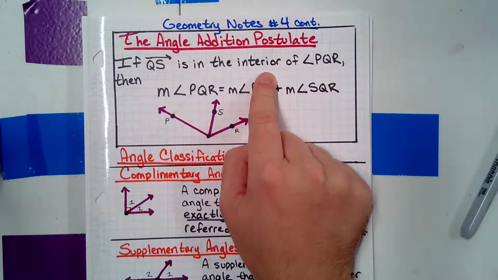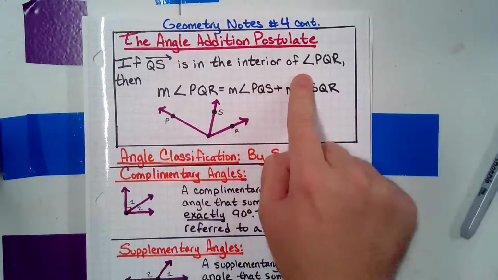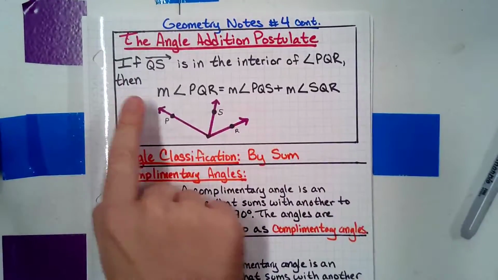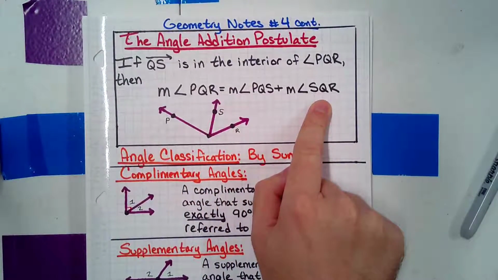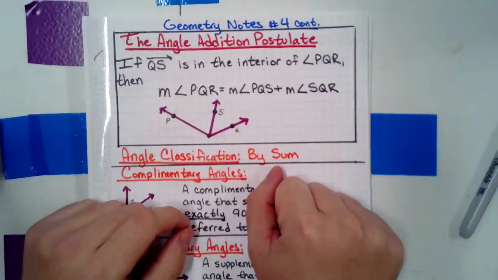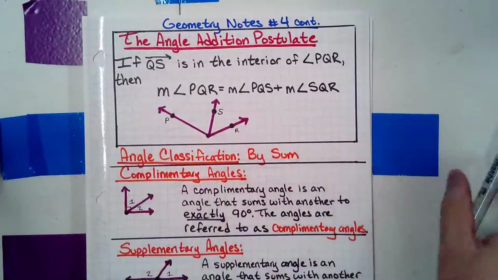What does interior mean? Inside voices, please, right? Inside. Of, what is that symbol? Less than PQR? Angle, thank you very much, PQR. Then the measure of angle PQR equals the measure of angle PQS plus the measure of angle SQR. Words are hard, math is easy. If we have an angle that's in the interior inside another angle, well, then the two little angles add up to the big one. So check it out.